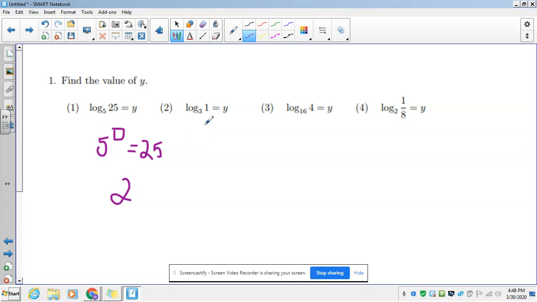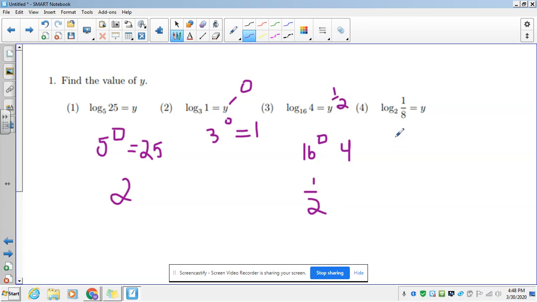So this one would be 3 to the what is going to give you 1. The only thing that gives you 1 is 0. So in this case, it would be 0. 16 to the what is going to give you 4. Well, hopefully you're realizing it's the square root. So remember, the square root is a fractional exponent. So in this case, it would be 1/2.